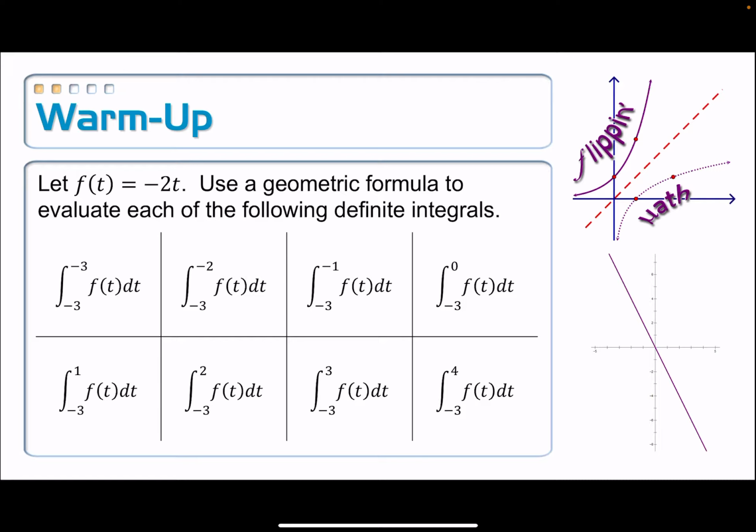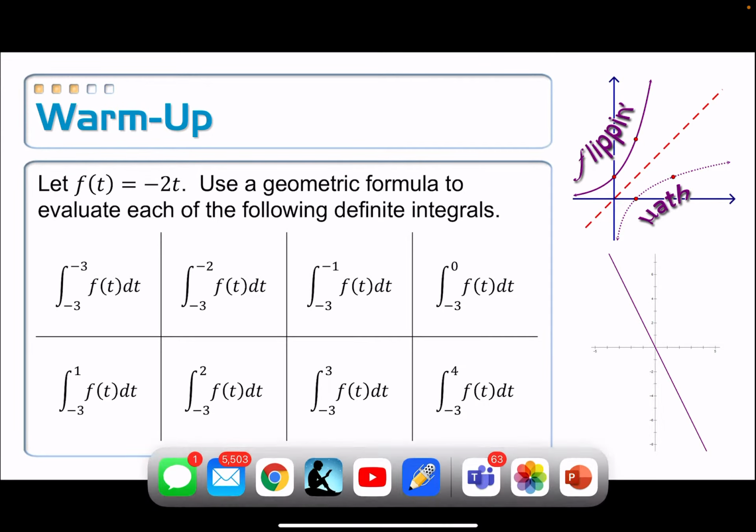All right, to get us started on this process, we're going to look at this warm-up question. Let f of t equal negative 2t, and we're going to use a geometric formula to evaluate each of the following definite integrals. Remember that we're interpreting a definite integral as some kind of area bound by the curve and the x-axis, or in this case, the t-axis. I'm going to assume that most of you came into this video with this already completed, like you already know what the answers are, and you're only here to check to see if you got the right answers. So let's check to see if you did.